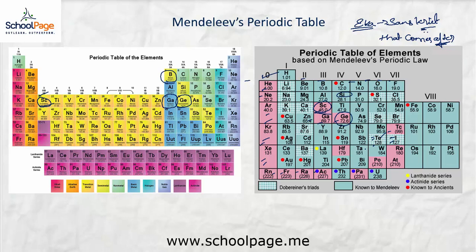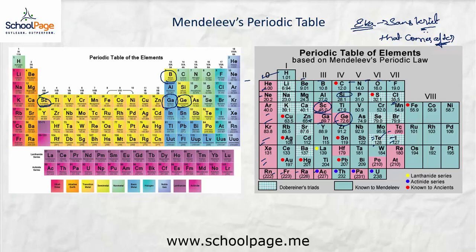Another important drawback of Mendeleev periodic table was that Mendeleev could not give proper position to the isotopes of the elements. Like for example, chlorine. Chlorine has two isotopes. Chlorine 35 with the atomic mass 35 and chlorine 37 with the atomic mass 37. Mendeleev could not give proper position to the isotopes of chlorine. What the modern periodic table does is that it takes the average of the two atomic masses of the isotopes and gives that in the periodic table.